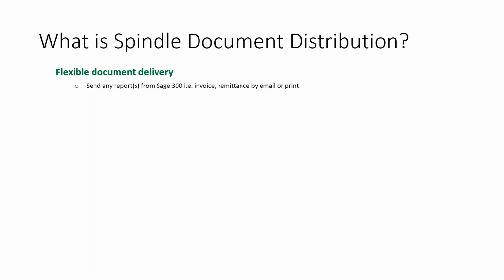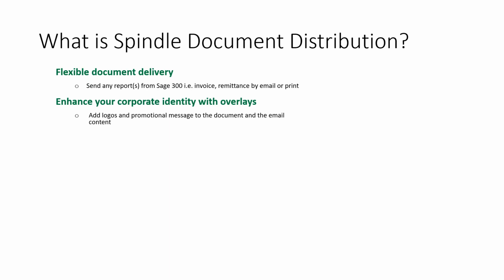Firstly, Spindle can send out any report from Sage, whether that be invoices, remittance advices, purchase orders, or statements. As I say, they can be delivered via email or physically printed out. We add your branding and any promotional messaging both on the document itself and within the email content, so all documents sent out are professional and consistent.